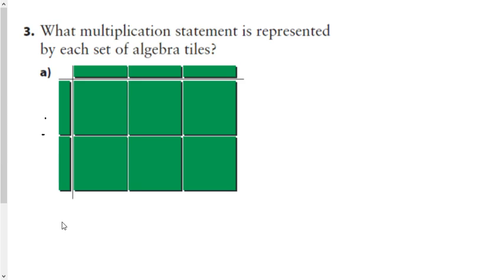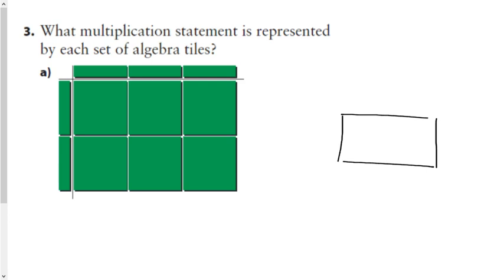All right, section 7.1, multiplication and division of polynomials. Sorry, monomials, not polynomials. The questions that we are assigned, we started here at question number 3. It says, what multiplication statement is represented by each of the algebra tiles? So again, we're dealing with models, and we use area models to represent the multiplication of monomials.